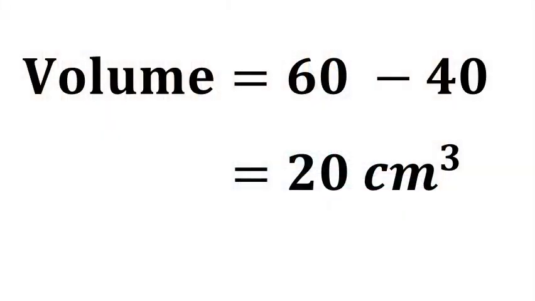Okay, so you're ready? Tried it out? It's actually easier to do this one. You just have to keep in mind how to find the volume. In this case it was very easy. All we have to do is subtract the two readings that we had. So 60 minus 40, and that means that the volume of the stone is 20 centimeters cubed.